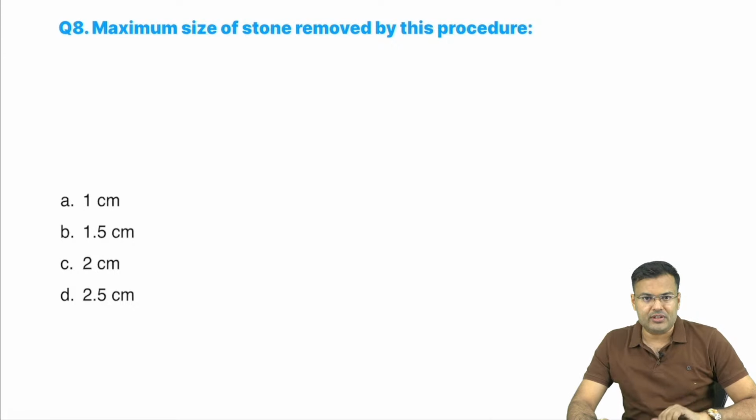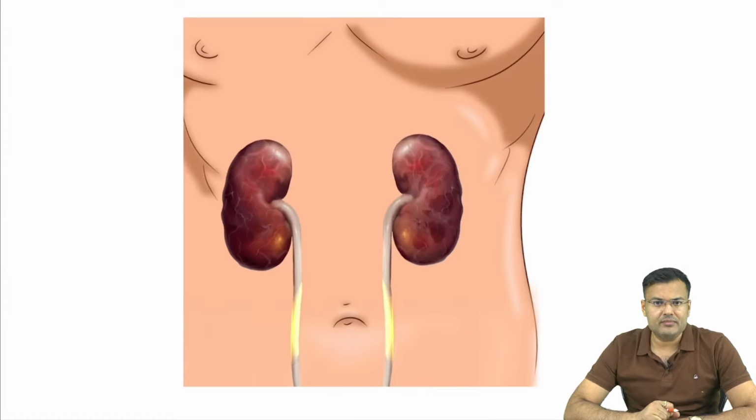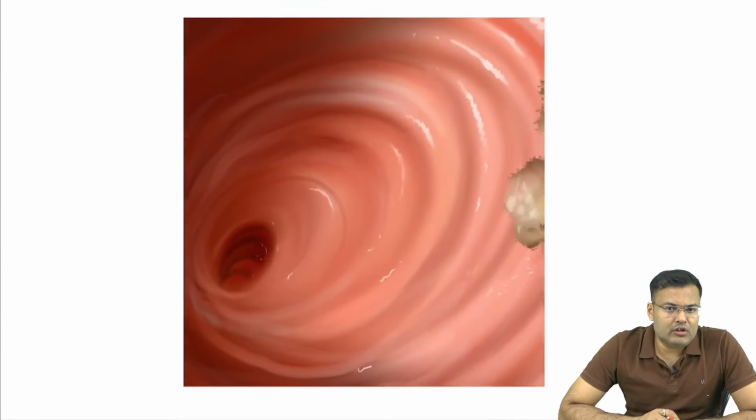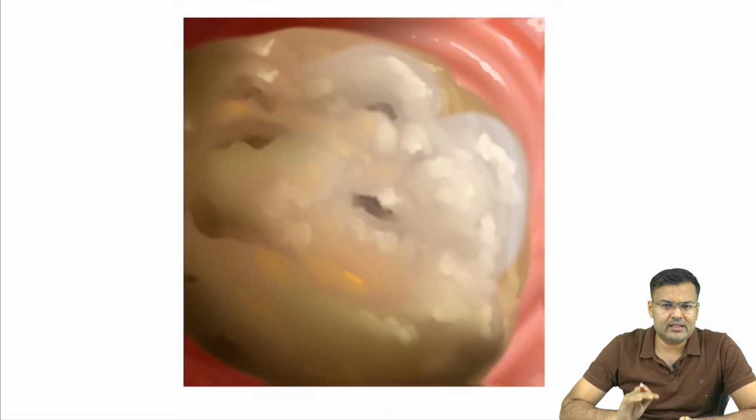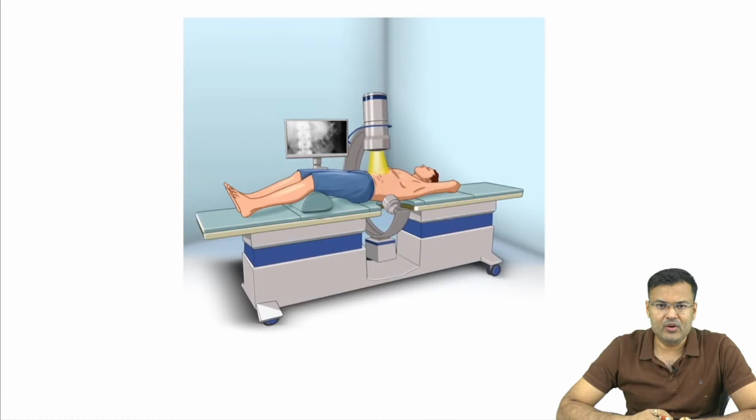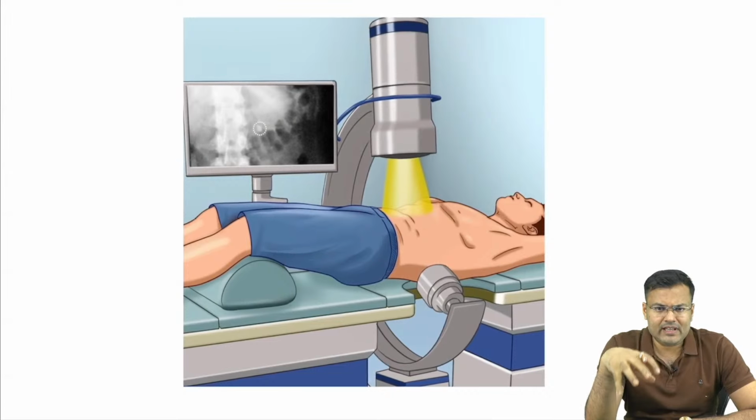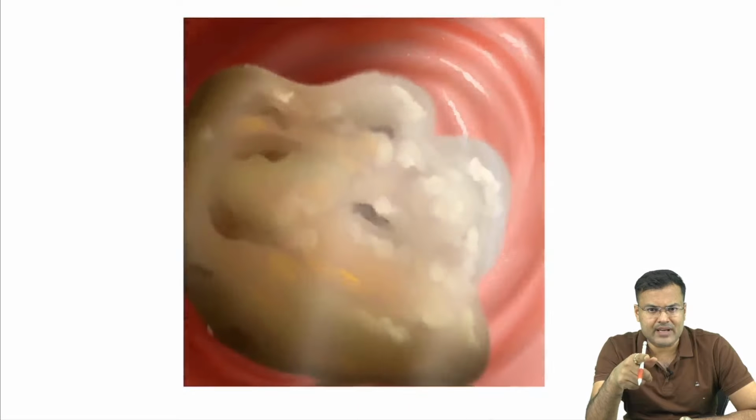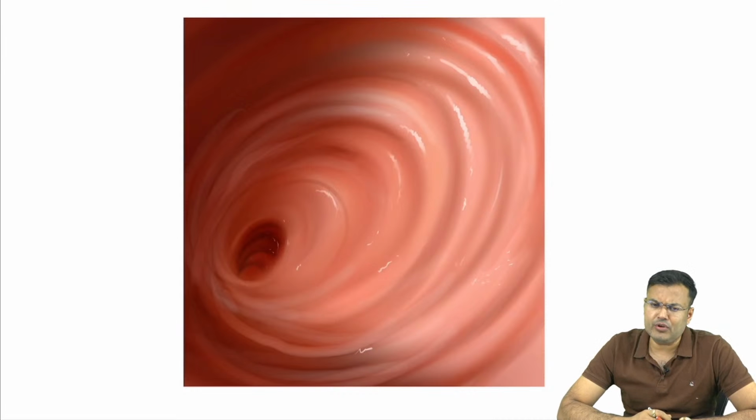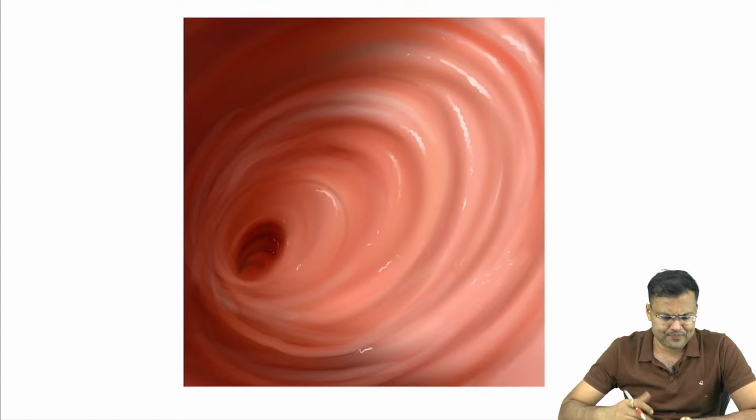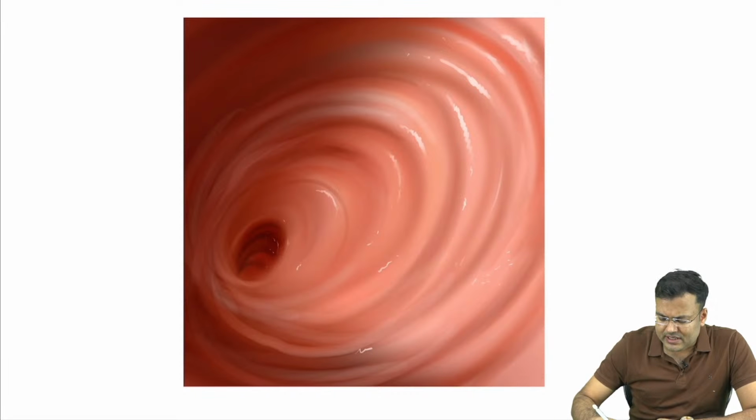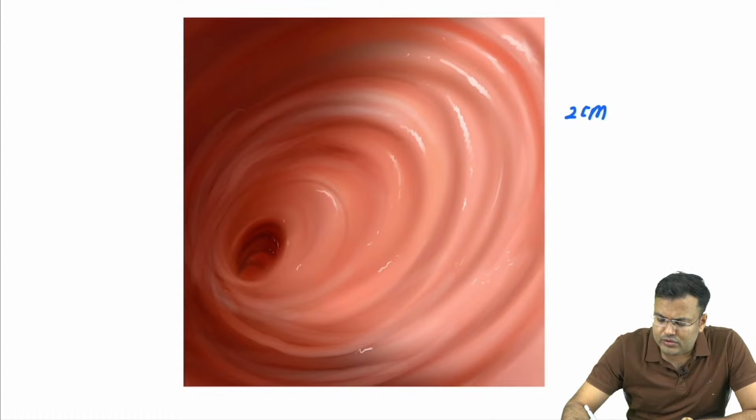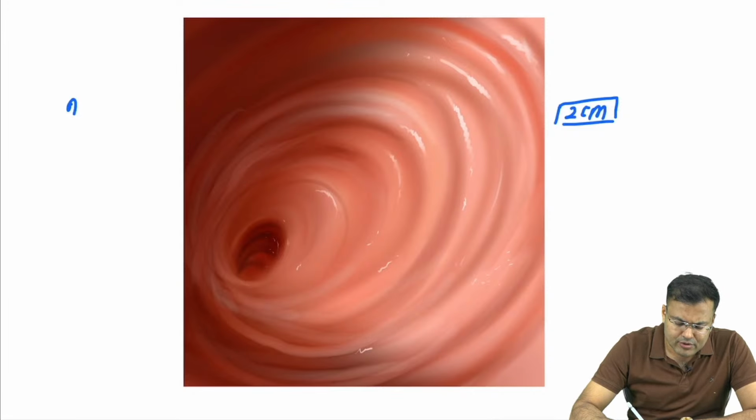After that you can see this procedure. Here you can notice that small stones are going out via the ureter. This is the large stone which is stuck. After that you localize the stone, and with the help of extracorporeal shock wave, you can see I am breaking the stone. Stone fragments are going out in the urine via the ureter. So this is ESWL, extracorporeal shock wave lithotripsy, and all of you know the maximum size of stone removed by ESWL is 2 cm.